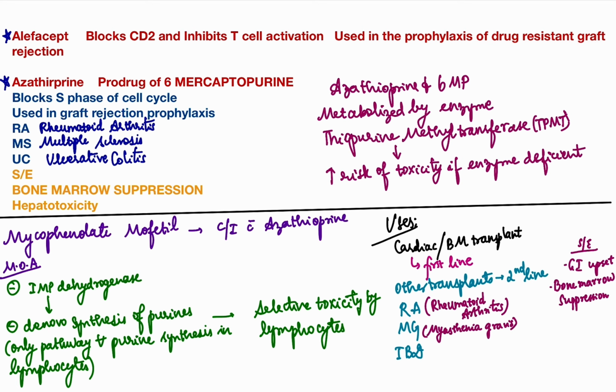Azathioprine is a prodrug of 6-mercaptopurine. They block the S phase of the cell cycle, and are used in graft rejection prophylaxis, rheumatoid arthritis, multiple sclerosis, and ulcerative colitis. Both 6-mercaptopurine and azathioprine are metabolized by the enzyme thiopurine S-methyltransferase, or TPMT, and that's why they cause increased risk of toxicity if the patient is deficient in this enzyme. The side effects of azathioprine and 6-mercaptopurine are bone marrow suppression and hepatotoxicity.